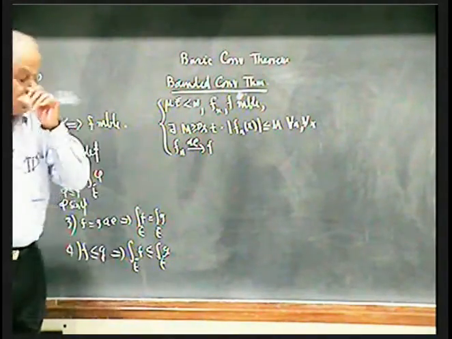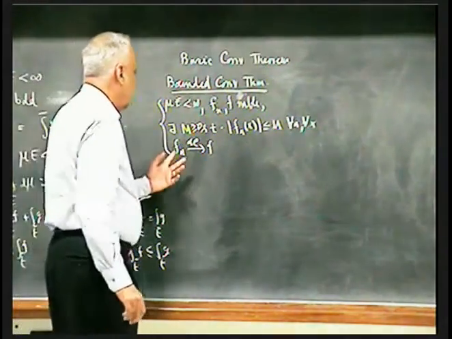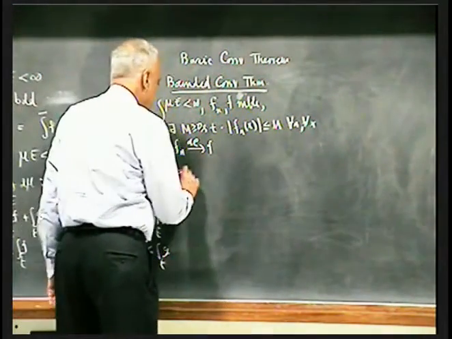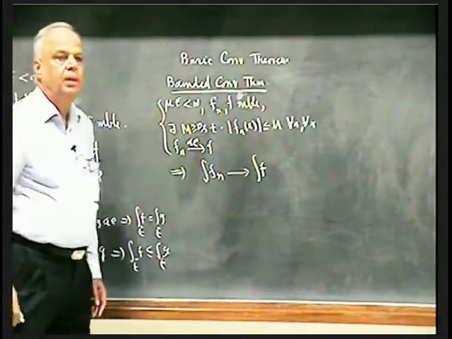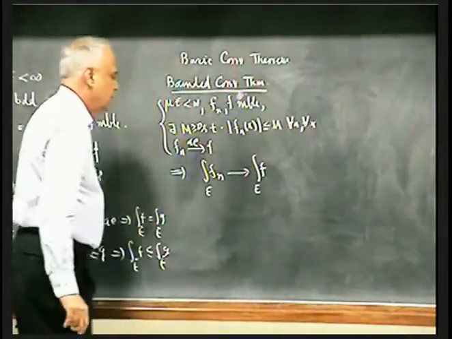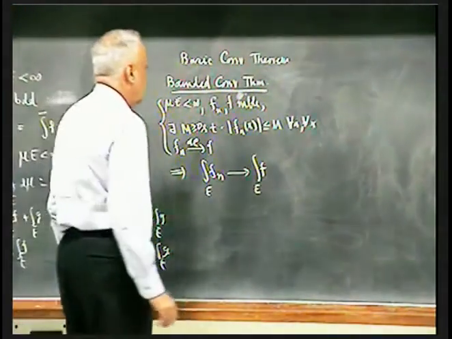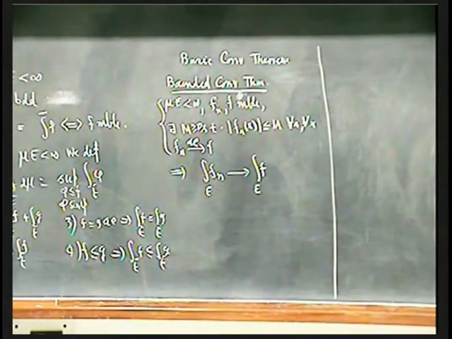So if you have a sequence of uniformly bounded functions, the same bound M works for all the functions at all the points, on a finite measure space, and if that sequence converges, then the integrals will also converge. That is the first convergence theorem we had. So that gives us a clean picture of finite measure spaces and bounded functions.